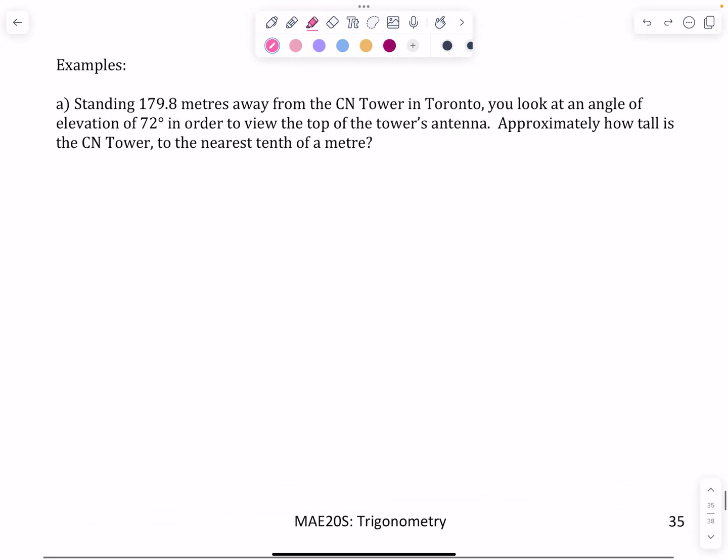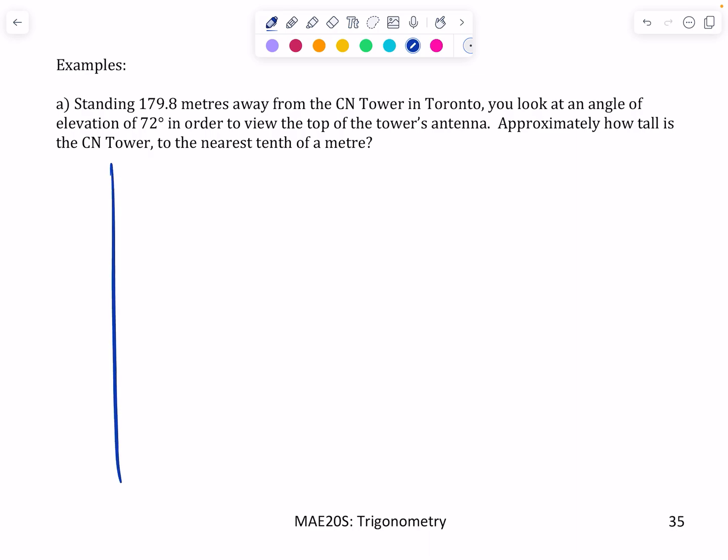Standing 179.8 meters away from the CN Tower in Toronto, you look at an angle of elevation of 72 degrees to view the top of the tower's antenna. How tall is the CN Tower to the nearest tenth of a meter? So a diagram can be super handy. If you don't know what the CN Tower looks like, bam, there's the CN Tower. Super handy diagram, and you can draw yourself there, looking up at it. If you want to get more into detail, then you totally can.